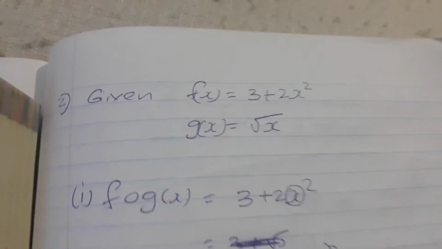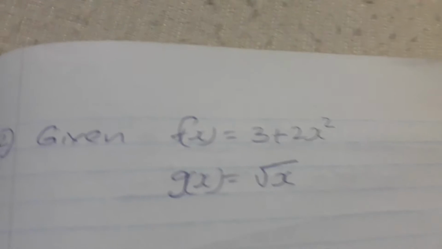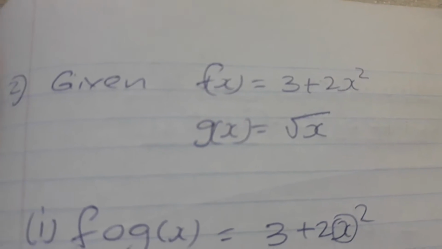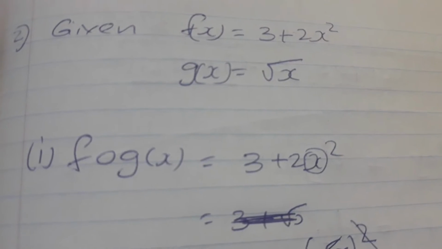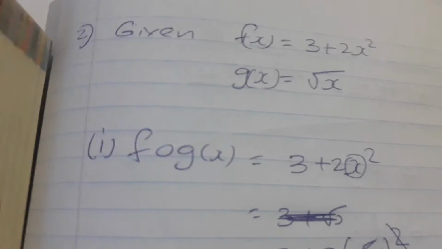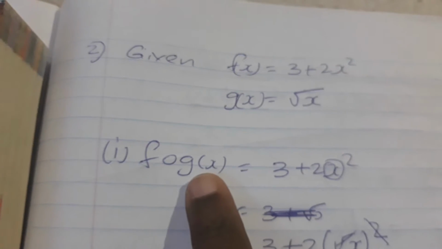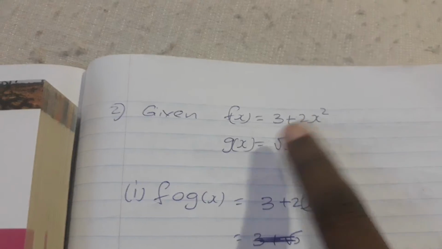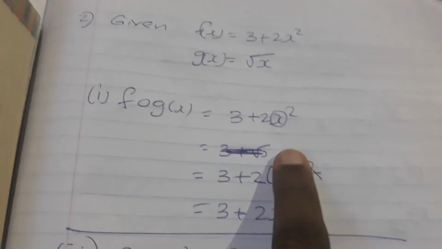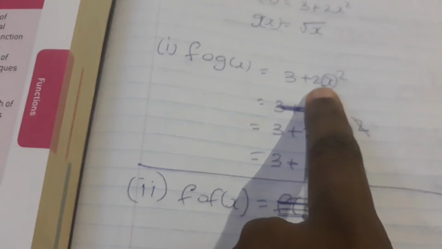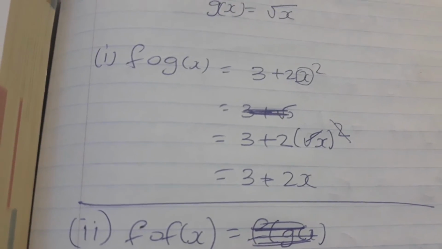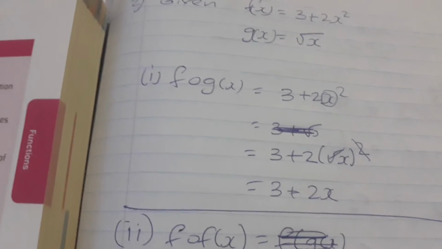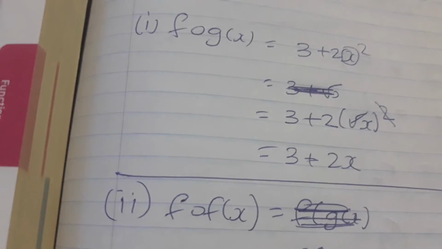Okay, let's look at another example. In this case I have two functions. f of x is 3 plus 2x squared, g of x is the square root of x. I have to find f of g of x. That means inside function f I have to put the entire equation of g. So this is my x, and I will replace that x with this entire function. In place of x, I've circled it. You can see that the square and the square root will cancel out, and you will be left with only 3 plus 2x.